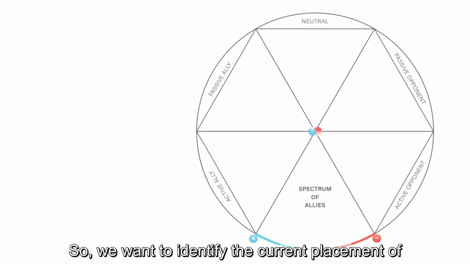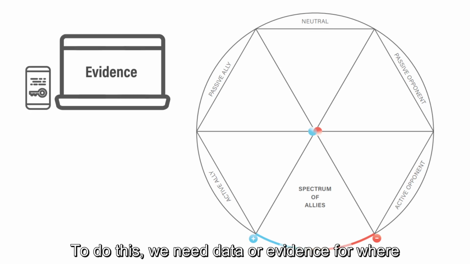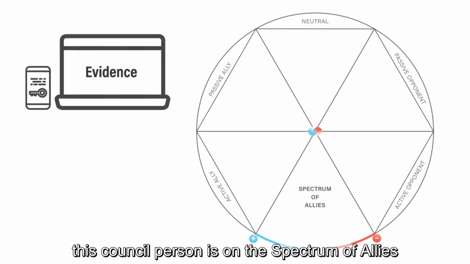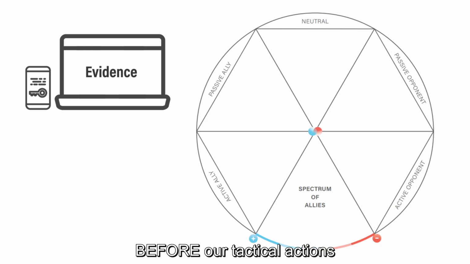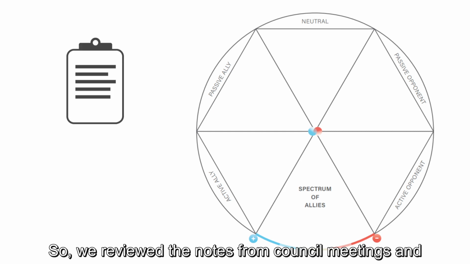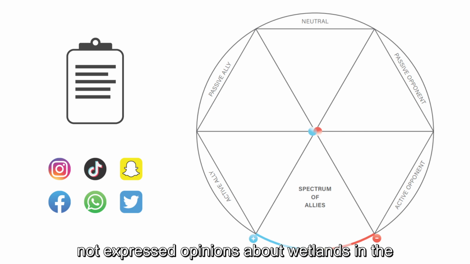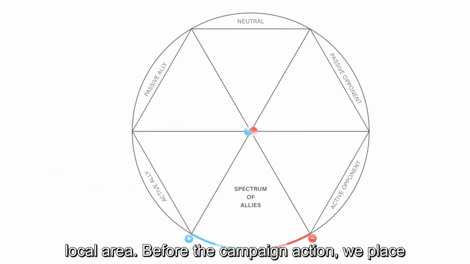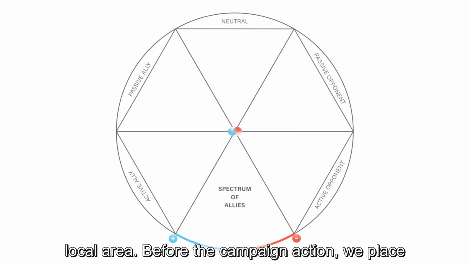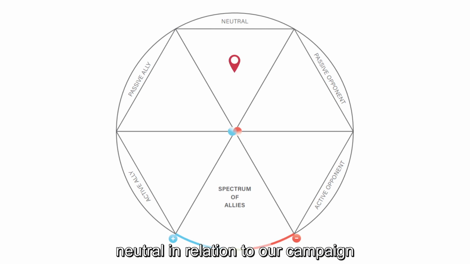So we want to identify the current placement of the council person on the Spectrum of Allies. To do this, we need data or evidence for where this council person is on the Spectrum of Allies before our tactical actions. So we review the notes from council meetings and their social media account. This council person has not expressed opinions about wetlands in the local area. Before the campaign action, we place them on the Spectrum of Allies as neutral in relation to our campaign issue, conserving local wetlands.